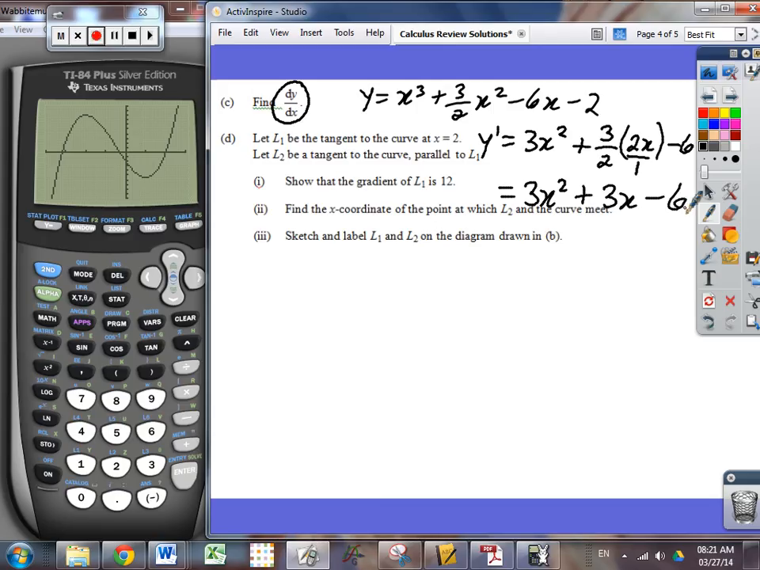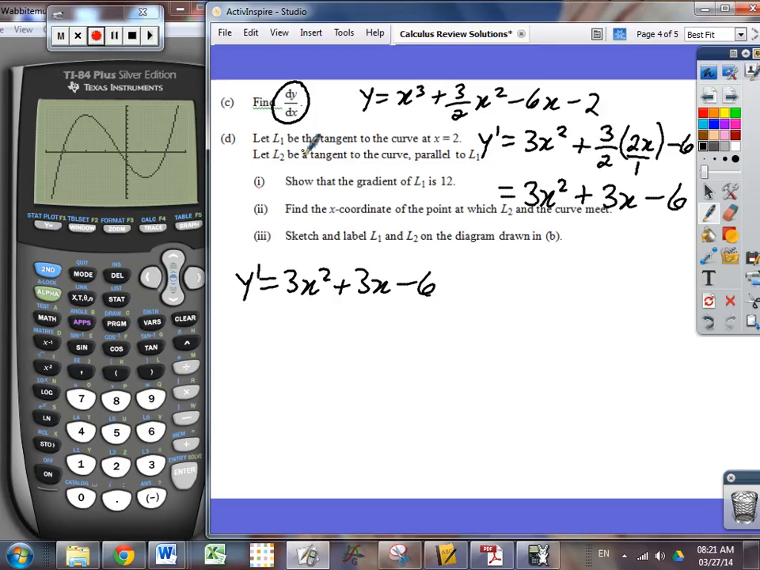Let line 1 be the tangent to the curve at x equals 2, and let line 2 be a tangent to the curve parallel to line 1. We first need to show that the gradient of line 1 is equal to 12. Well, we know that the derivative is 3x squared plus 3x minus 6, and the derivative represents the slope, or the gradient, of a tangent.